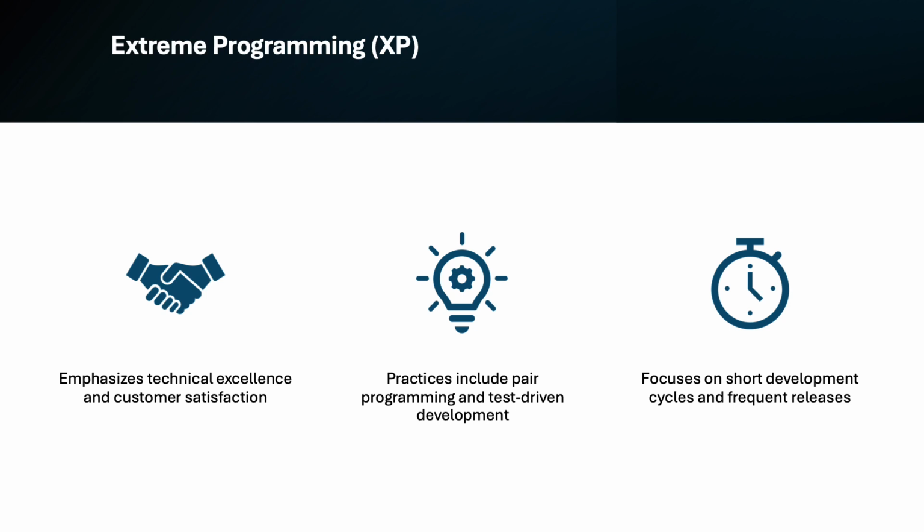Next is Extreme Programming, XP. It's an Agile methodology that prioritizes customer satisfaction and continuous software delivery, emphasizing practices like test-driven development, pair programming, and frequent releases. An example is a startup developing a web-based platform that adopts XP, conducting regular code reviews, pair programming sessions, and prioritizing customer feedback to guide their frequent software updates.